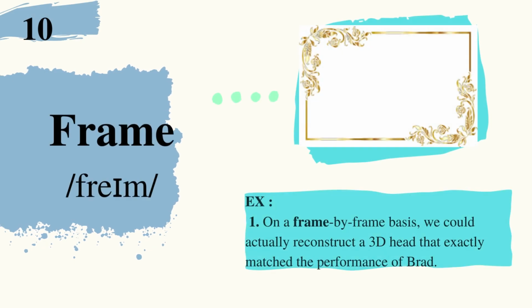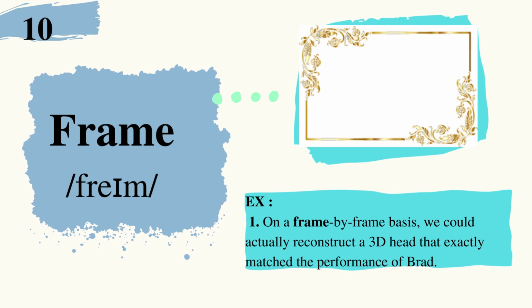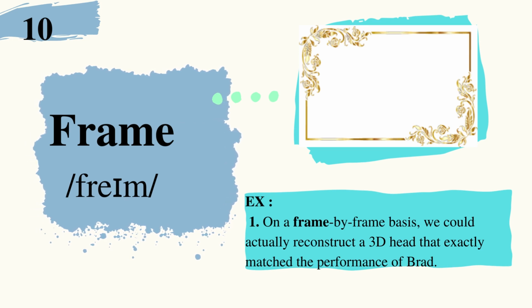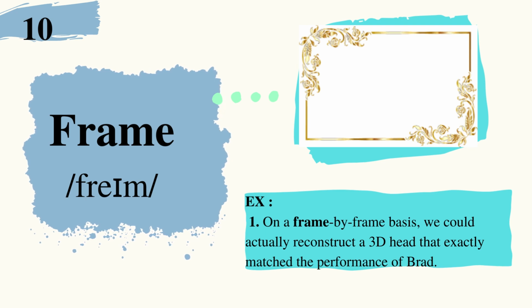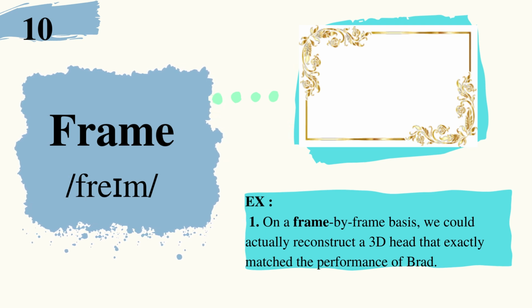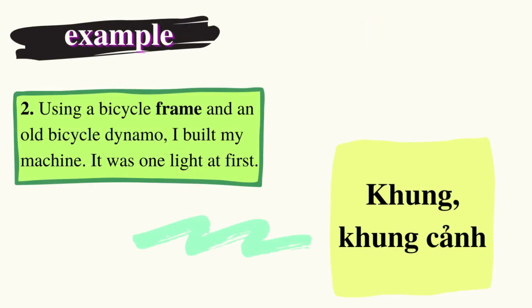10. Frame. Frame. Example. On a frame-by-frame basis, we could actually reconstruct a 3D head that exactly matched the performance of Brad. Using a bicycle frame and the old bicycle dynamo, I built my machine. It was one light at first.